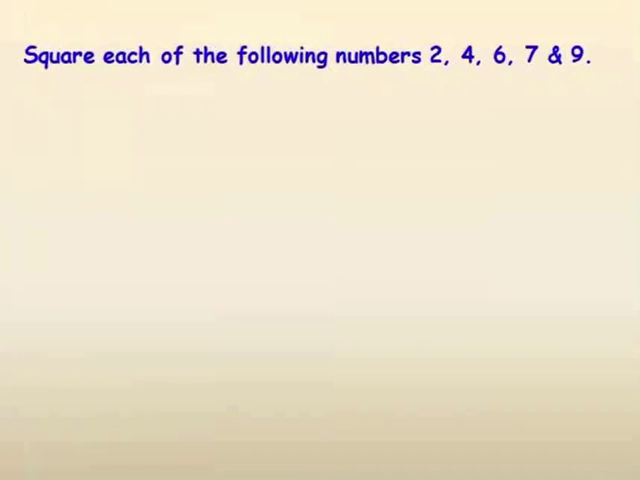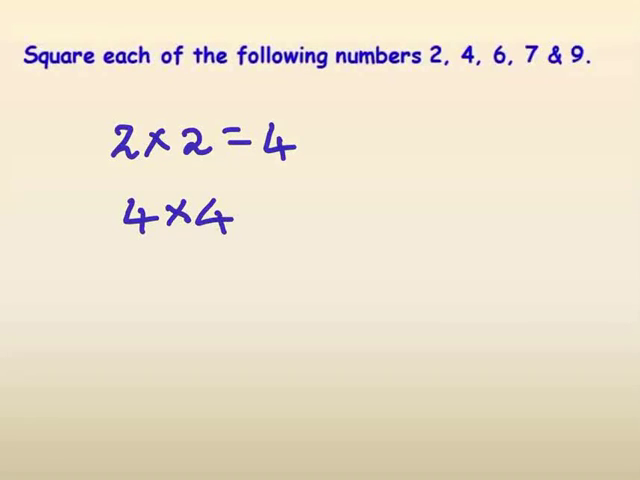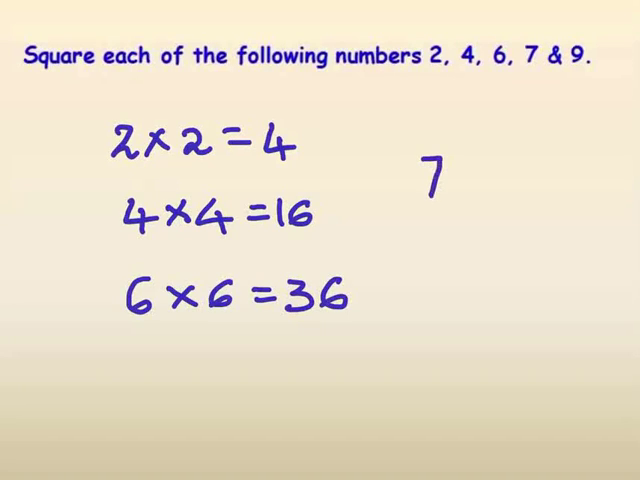For example, square of number 2 is 2 times 2, which is 4. Square of number 4 is 4 times 4, which is 16. Square of number 6 is 6 times 6, which is 36. Similarly, 7 squared is 7 times 7, which is 49. 9 squared is 9 times 9, which is 81.